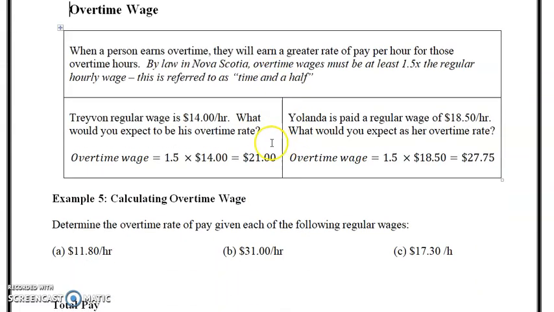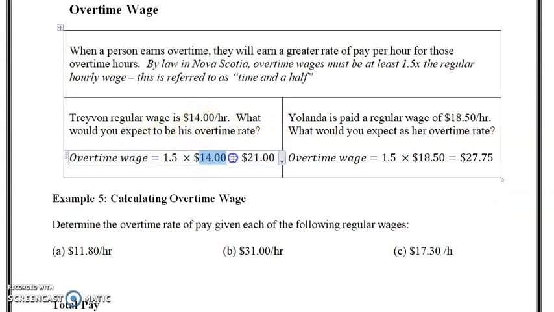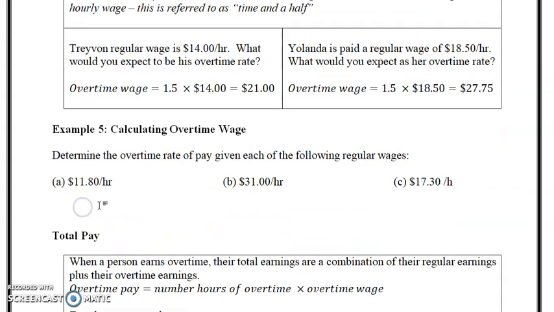Overtime wage. So what happens is you get 1 time and a half or 1.5. So if your hourly rate is $14, those overtime hours you'll get 1.5 multiplied, so you get $21 per hour for the extra overtime work. Same idea. Yolanda's regular wage is $18.50. Multiply that by 1.5 and it's $27.75. Okay. So determine the overtime pay. So overtime wage, we'll just use the information here.